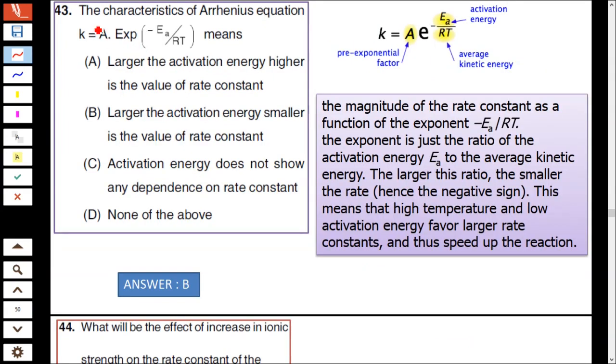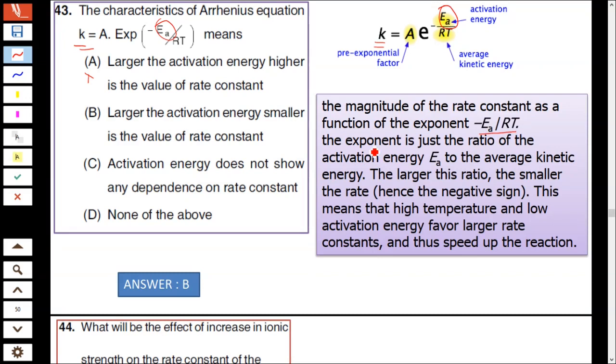Question number 43. The characteristics of the Arrhenius equation. The Arrhenius equation was given. Here they are relating the rate constant and EA. Larger the activation energy, higher is the value of rate constant? No, option A is ruled out. In this equation, A is the pre-exponential factor, K is the rate constant, EA is the activation energy, R is the gas constant, and T is the temperature. The magnitude of rate constant is a function of exponential of minus EA by RT.